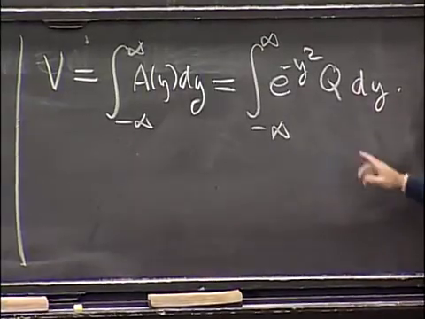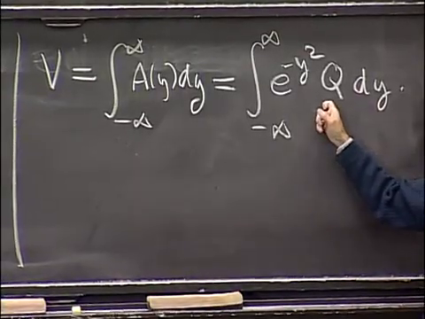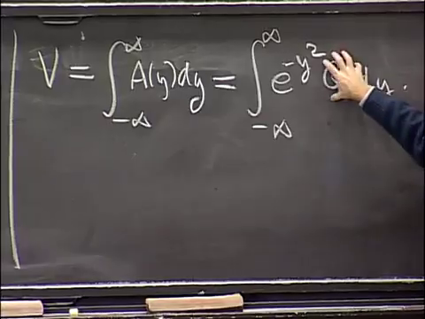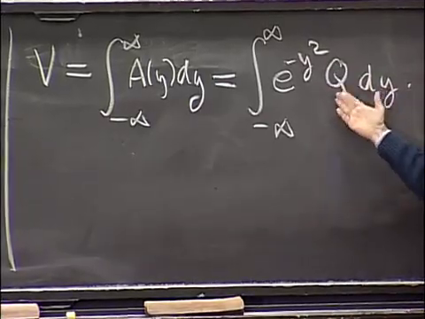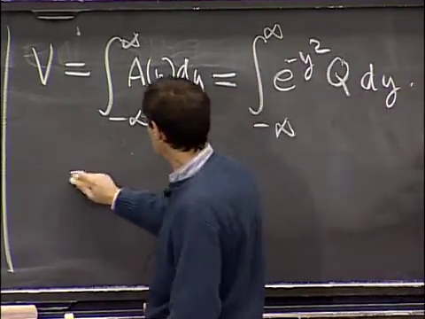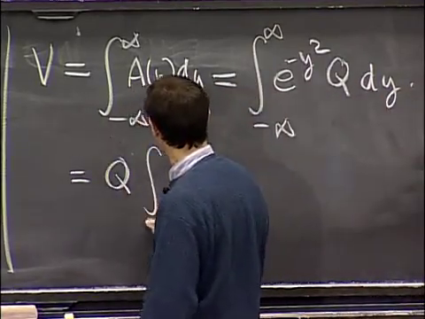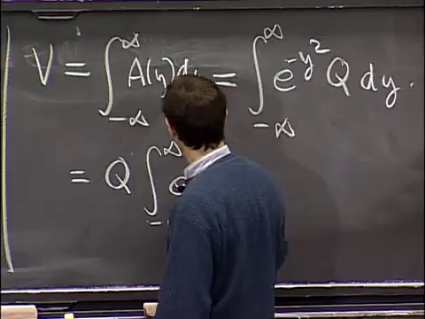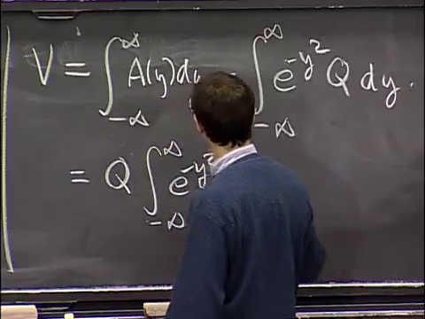And now I'm going to do this trick of factoring out the constant a second time. This is a constant. It doesn't depend on y. It's the same for all y. It just will factor out. So this is the same as Q times the integral from minus infinity to infinity, e to the minus y squared dy.